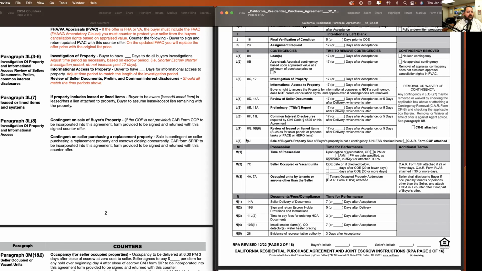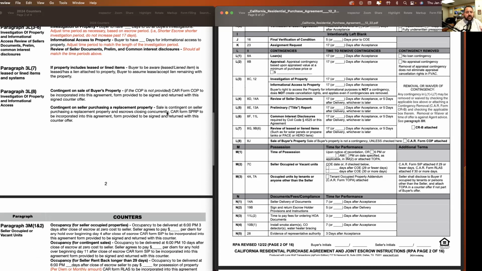And if I am contingent, this is going to be my spot to remind me to counter that the offer is contingent. Like I'm contingent on finding a replacement property, right? So the counter for that would be: sale is contingent on seller purchasing a replacement property and escrow's closing concurrently. CAR form SPRP to be incorporated in this agreement. Form provided to be signed and returned with this counteroffer. Plain and simple. Now what happens is that SPRP becomes part of the counteroffer. There's even a check, and I'll show you when we look at the counteroffers today, that you check off to add the SPRP as part of that counter. Okay. Questions about that so far? Those items.